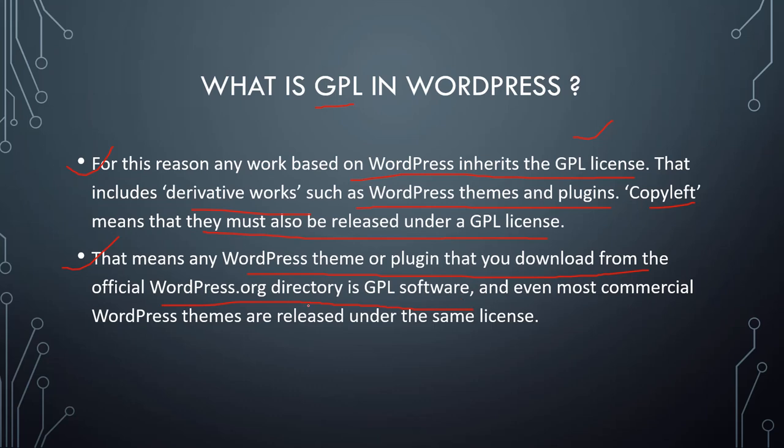Yes, whichever theme and plugin you download from WordPress.org, or when you go to your dashboard and hover on plugins and add new, and then there is a directory from which you download all these plugins and themes, they also come under this licensing. And even most commercial WordPress themes are released under the same license. Yes, all the themes that we see on commercial websites like Theme Forest, when we use them in WordPress, automatically come under this GPL licensing.